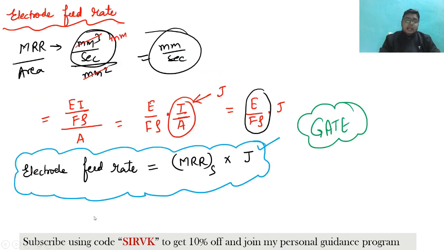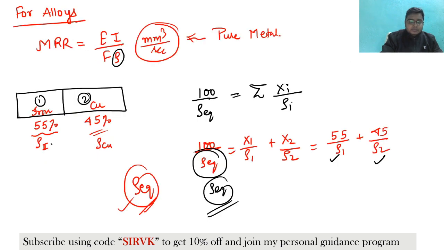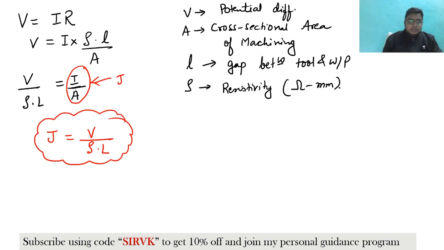Now we have also seen that for the electrode feed rate, this is MRR, specific MRR, right? Specific MRR into J. This is the electrode feed rate. This is how it is defined. Now try to understand this with another formula. See here, you know that J is what? V by rho L, isn't it? We have explained how J comes as V by rho L.